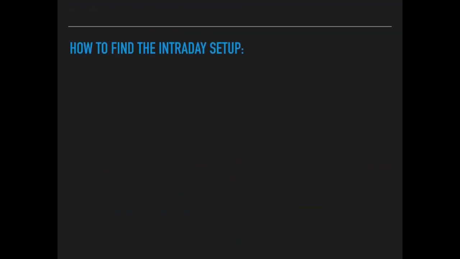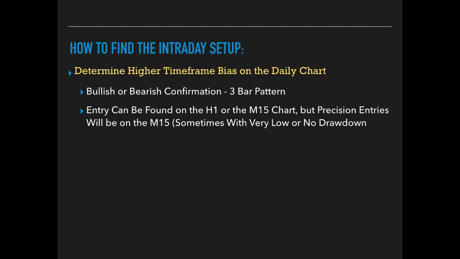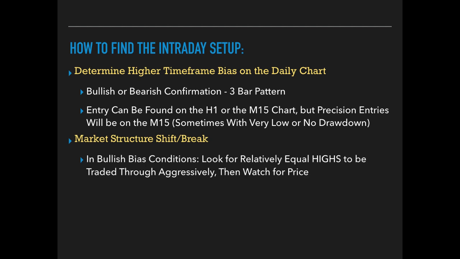So how do we find the intraday setup? What we want to do is determine the higher time frame bias on the daily chart. We do that by finding a bullish or bearish confirmation with our 3-bar pattern. Once we figure out which direction to trade, we can find the entry on the H1 or the M15 chart, just like I've explained. But the precision entries are going to be on the M15, and you're going to see that in the chart examples today, sometimes with very low or no drawdown at all.